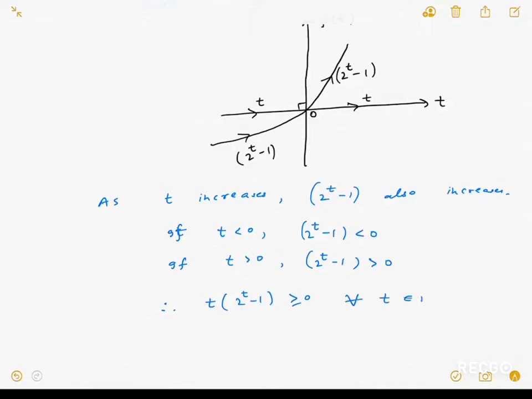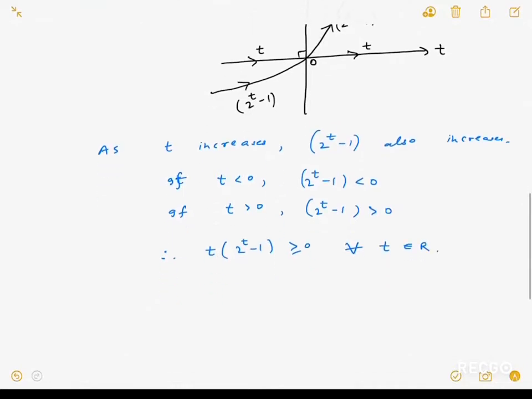So this should be greater than or equal to 0 for all t belongs to real numbers, right? So if I put t equal to x, it should be x into 2 to the power x minus 1 greater than or equal to 0. If I put t equal to y, it should be y into 2 to the power y minus 1 greater than or equal to 0, right? For all y belongs to real numbers.